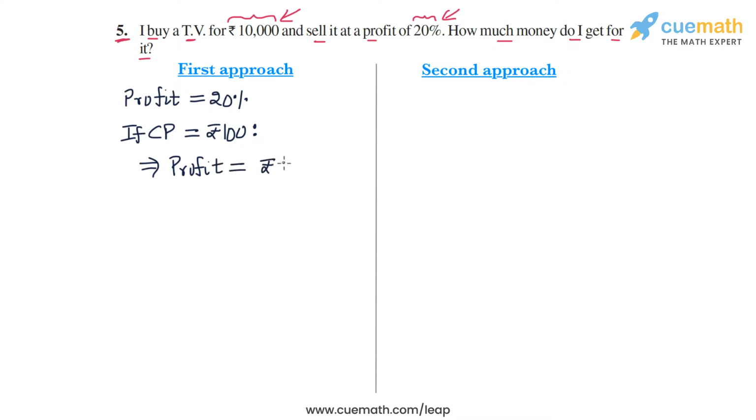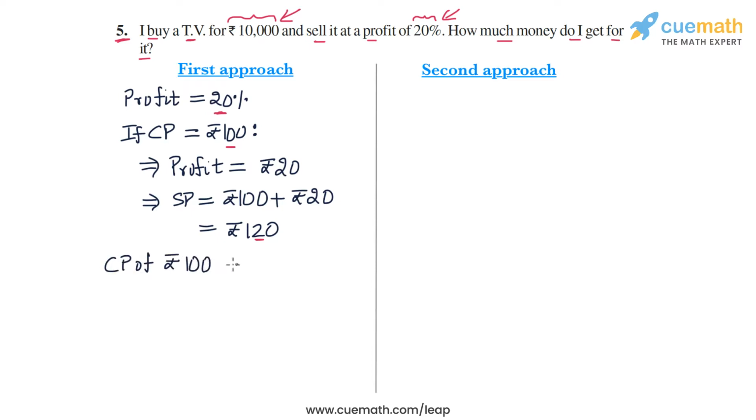So the profit will be rupees 20, and this means that the selling price will be the cost price plus the profit. So rupees 100 plus rupees 20 or rupees 120. So what I've basically done so far is, for a profit of 20%, if cost price is rupees 100, then the selling price will be rupees 120. So let's write it this way. Cost price of rupees 100 means a selling price of rupees 120.